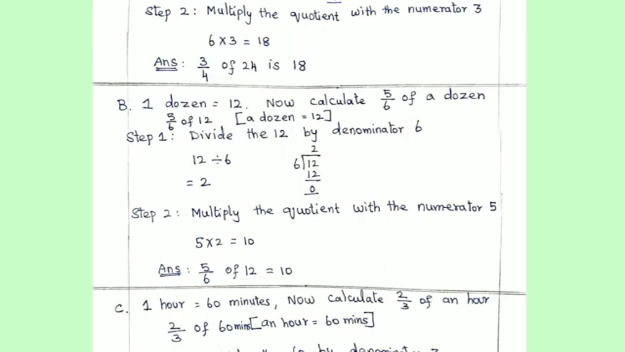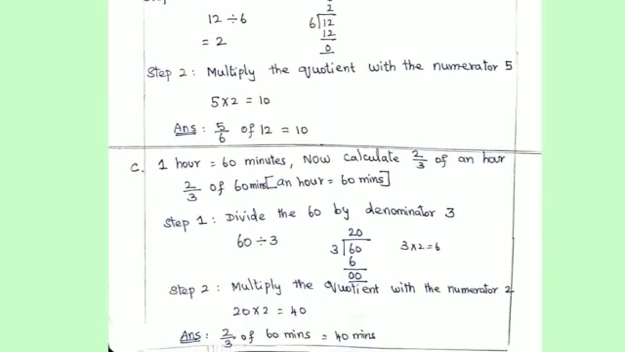Step 1, divide the 12 by the denominator 6. So if you divide 12 by 6, we will get the quotient 2. Then second step, multiply the quotient with the numerator 5. 5 multiplied by 2 is equal to 10. So 5 by 6 of 12 is equal to 10.